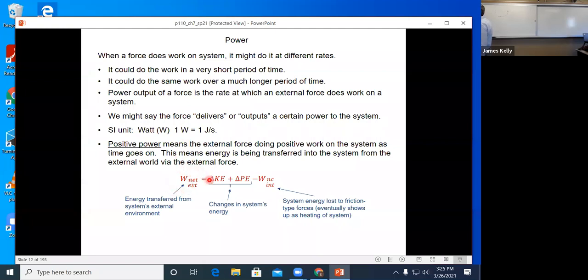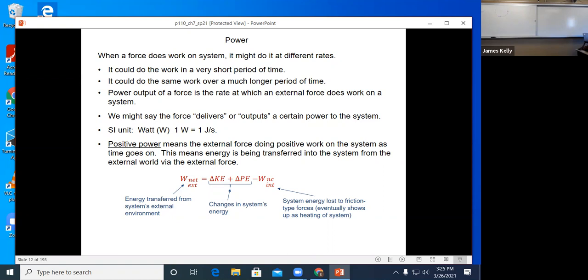I might be changing the kinetic energy of the box, right? If it's on a frictionless floor, it would start accelerating. So that would get more and more kinetic energy. Or maybe I'm changing the potential energy of the box, right? I guess I wouldn't say the potential energy of the box, the potential energy of the box-Earth system. Maybe I'm pushing it up an inclined plane.